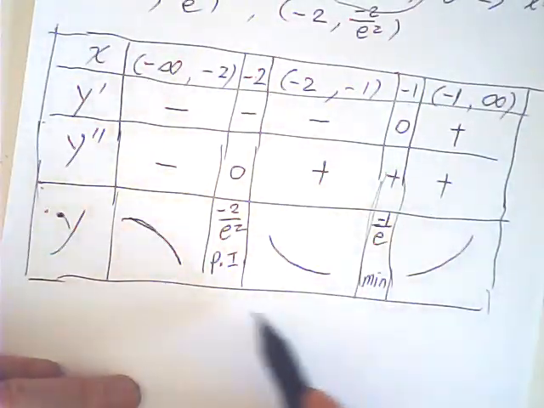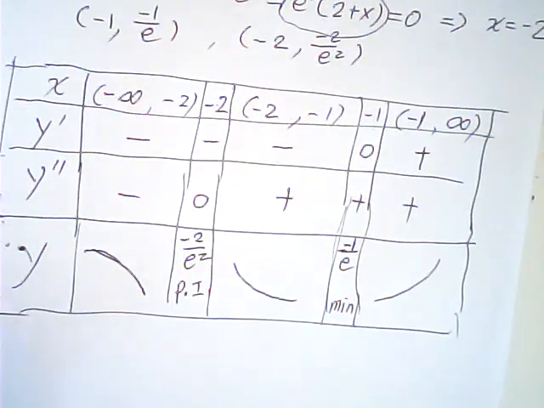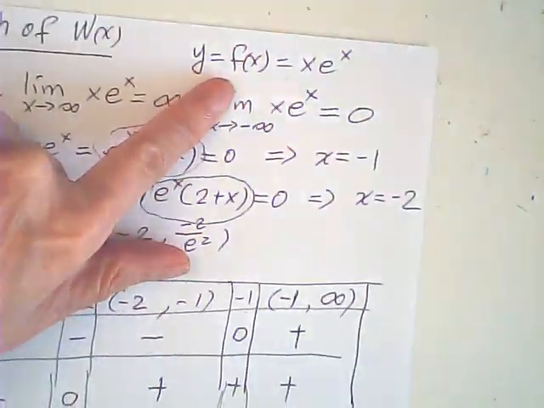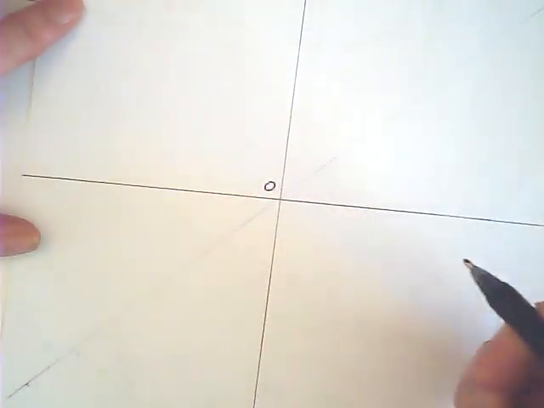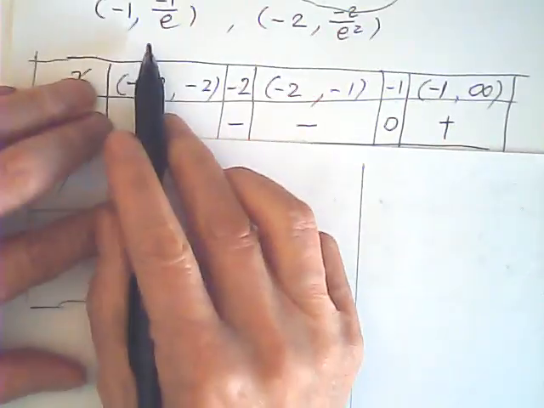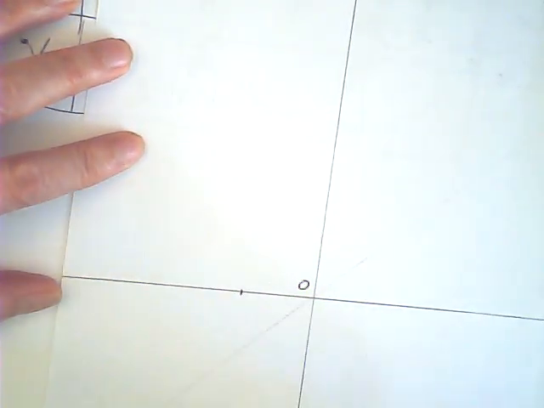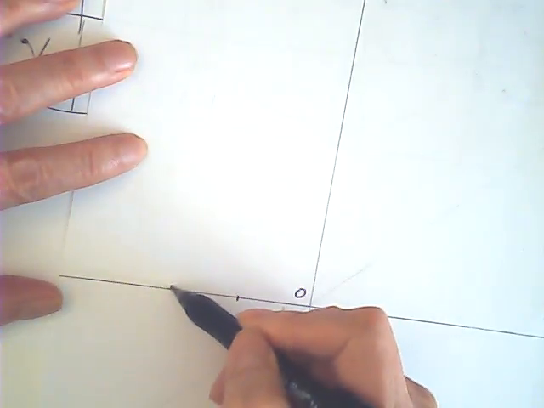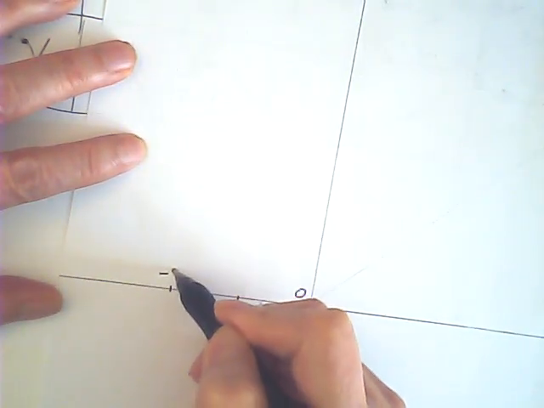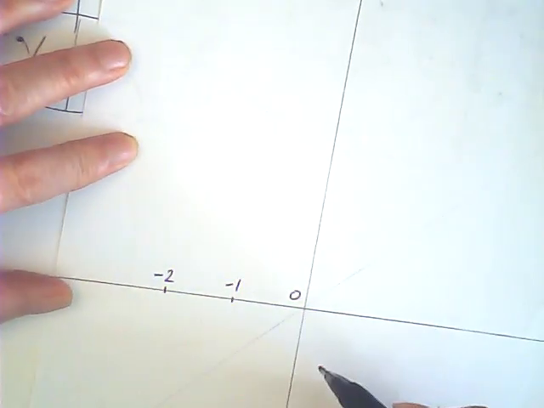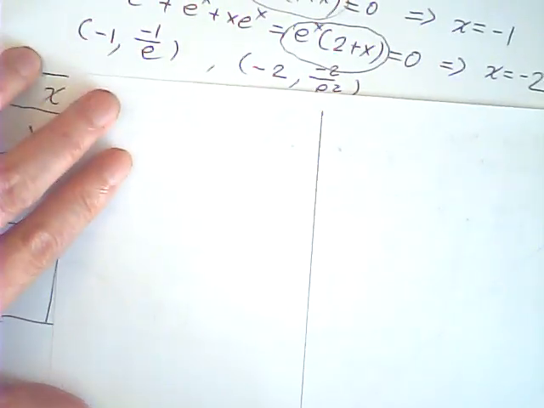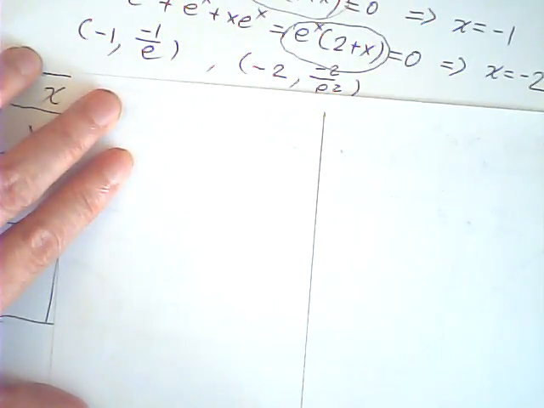Now, based on this, we can sketch the graph for this function. This is our coordinate system. This is 0. We have two critical points. One is at -1. One is at -2. At -1, the value is -1 over e.